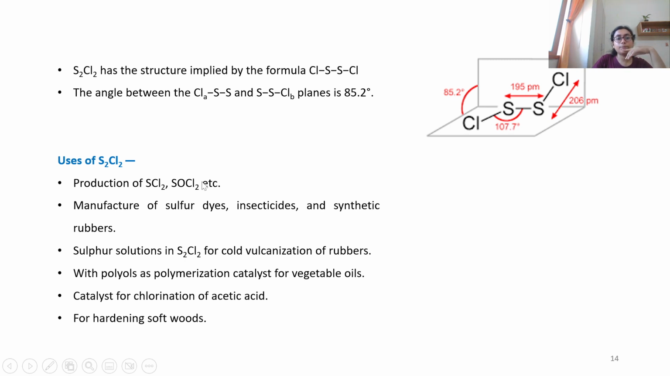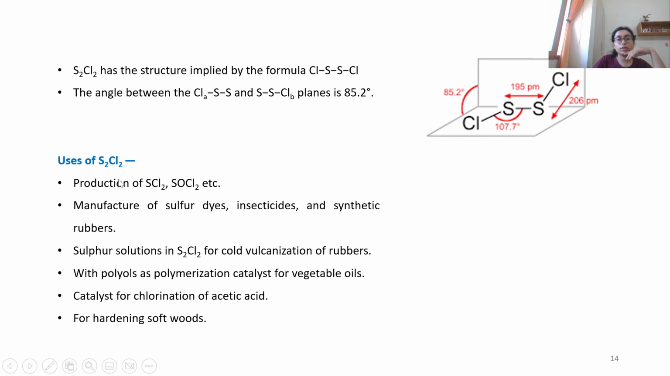Also the angle between chlorine and sulfur is almost the sp3 angle, 107.7 degrees. The distance between the two sulfur atoms is 195 picometers, and the distance between sulfur and chlorine is 206 picometers.